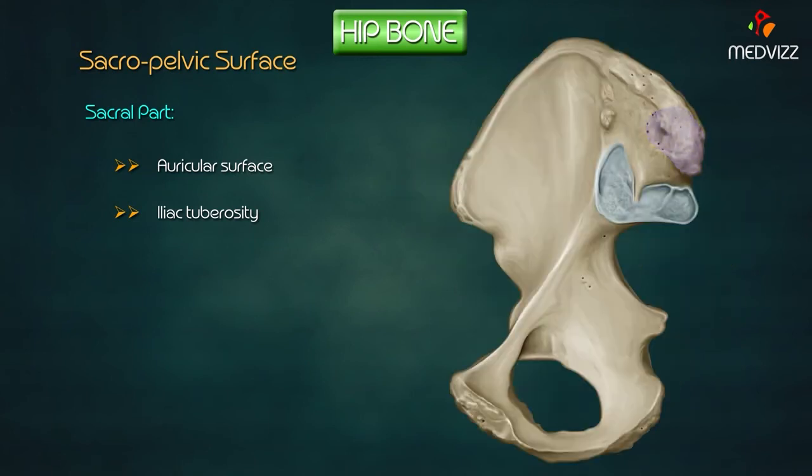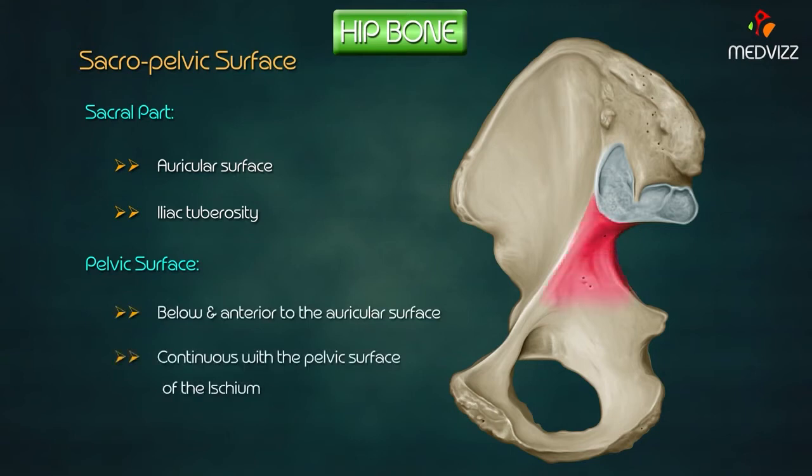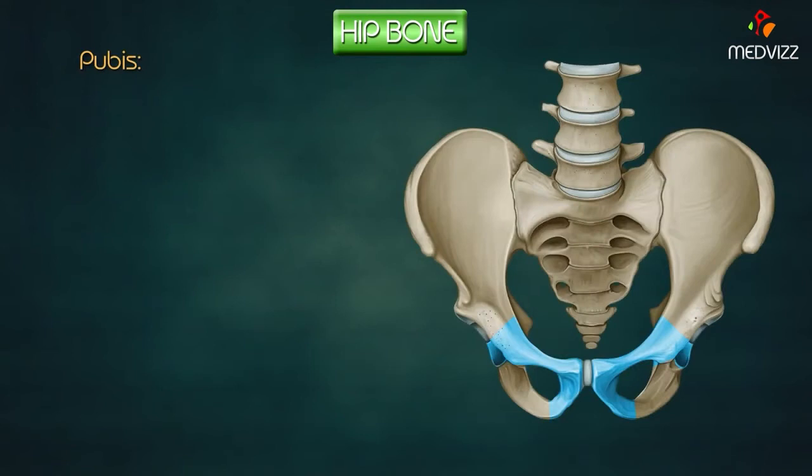Iliac tuberosity is a rough area below the iliac crest. Pelvic surface. It lies below and anterior to the auricular surface. It is smooth and is continuous with the pelvic surface of the ischium. Preauricular sulcus is a groove which is situated in front of the auricular surface and along the lateral margin of the greater sciatic notch. Pubis.